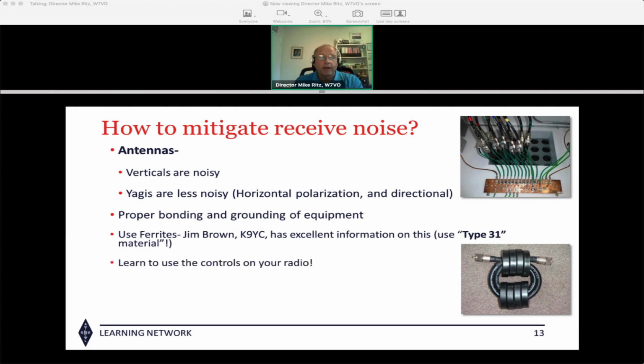And really learn to use the controls on your radio, right? A lot of us buy a new radio, we plug it in, we turn it on, especially a new ham, and in that case you're really kind of your own worst enemy. But we're going to talk a little bit about some of the controls on your radio that will help you mitigate receive noise. If you can, move your antennas away from noise sources, and that's not always feasible, especially if you're on a small lot, but you could always try moving them, and we're going to talk a little bit about that in a second.